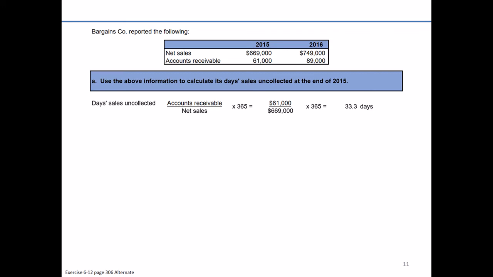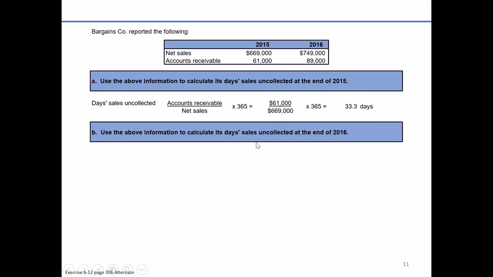Now, does this mean that it always takes exactly 33.3 days? So every time we make a sale on account, that's the exact number of days it's going to take? No, this is just an average amount of time. There may be customers that we collect from more quickly, say within 25 days. There may be some that are a bit more delinquent and troublesome to collect from in 45 days. But if we take all of those collections together, on average, it typically takes us about 33.3 days to collect our receivables. So let's go ahead and move forward with calculating 2016.